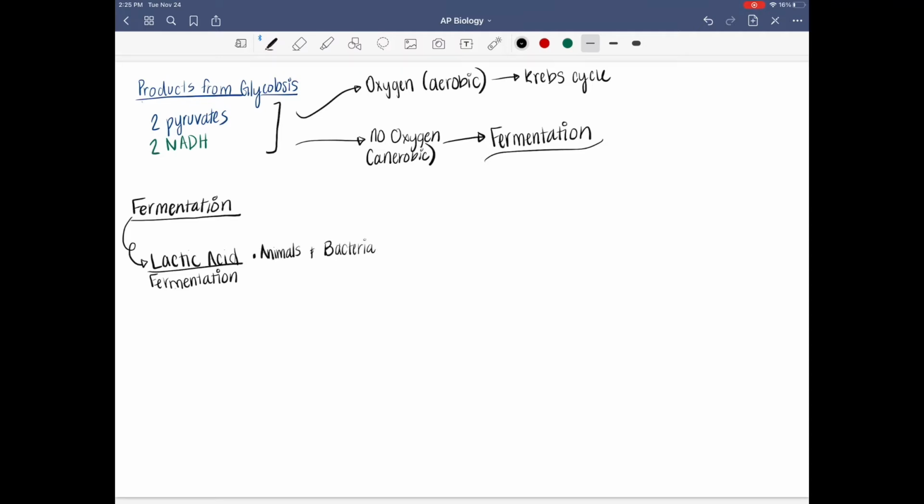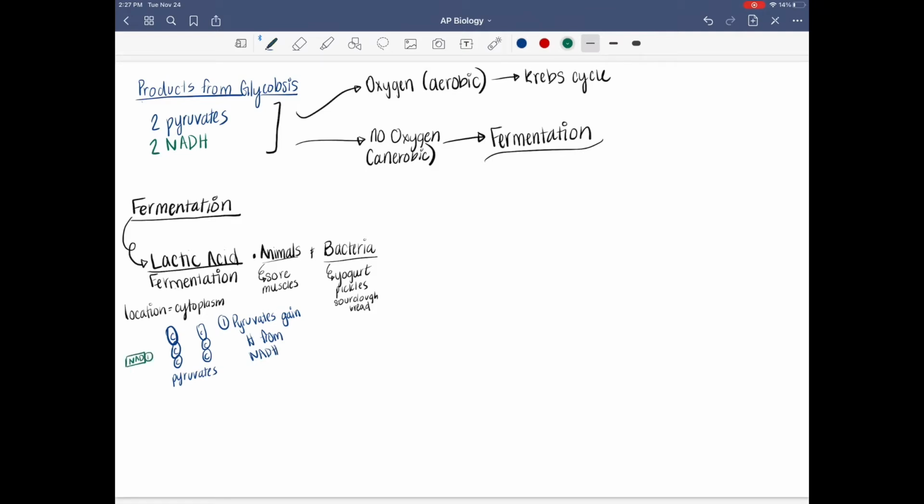We see this in animals and bacteria, and some examples would be getting sore muscles for us, and we use a bacteria for certain foods like yogurt, pickles, and sourdough bread. The location that this is happening is also cytoplasm because we haven't moved into the mitochondria yet. We're going to start with our pyruvates that we created from glycolysis. And these pyruvates will basically undo what we did in glycolysis. And we're going to take the hydrogen back from the NADH, recreating NAD+.